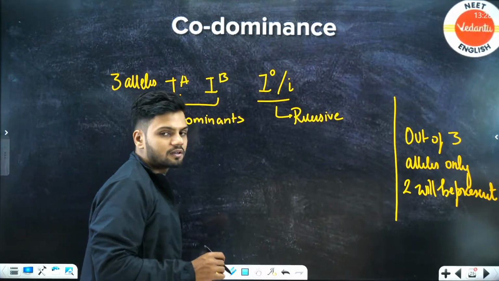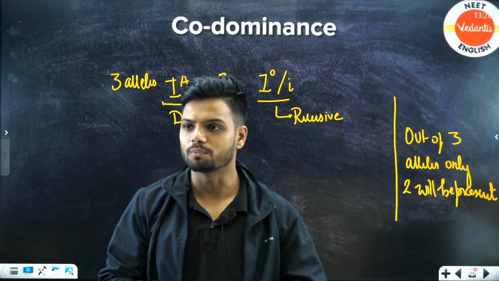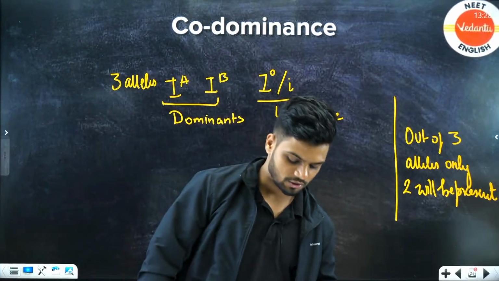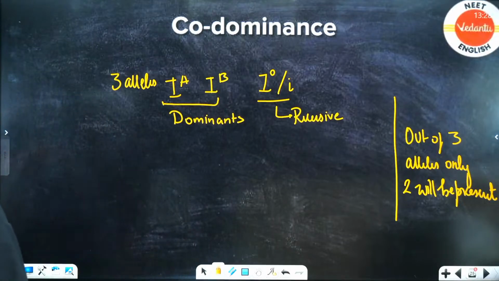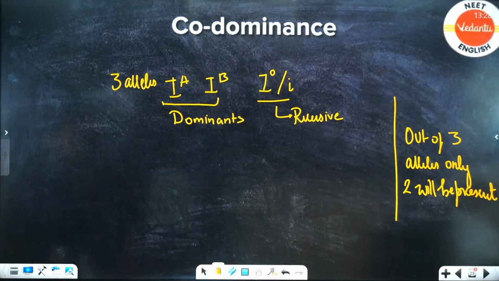Okay, now let's take one quick example. Tell me your blood group in the chat quickly. What is going to be your blood group? A, B, O, O positive, A positive, B positive. Positive, negative, that is the RH factor, which we will discuss later on, but that is not in the syllabus right now. Just tell me O, A, B.